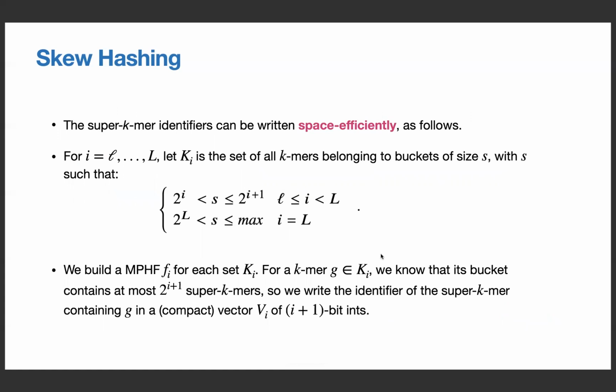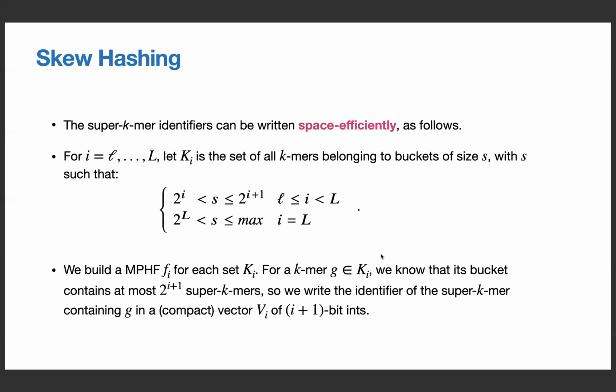So we group buckets by size, and buckets whose size, say S, is in between 2 consecutive powers of 2 belong to the same group. And we build a minimal perfect hash function for all the chimeras from all the super chimeras in the same group. So all the chimeras in group I, for example, have their super chimera identifier written in just I+1 bits.